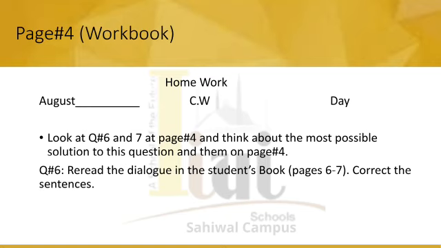Okay students, question number 6 is: reread the dialogue in the student's book, page number 6 and 7. Correct the sentences. So you have to reread the dialogue from your student's book, page number 6 and 7, and correct these sentences. These sentences are wrong with respect to your unit number 1, page number 6 and 7. These are wrong statements, so you have to make these statements correct.